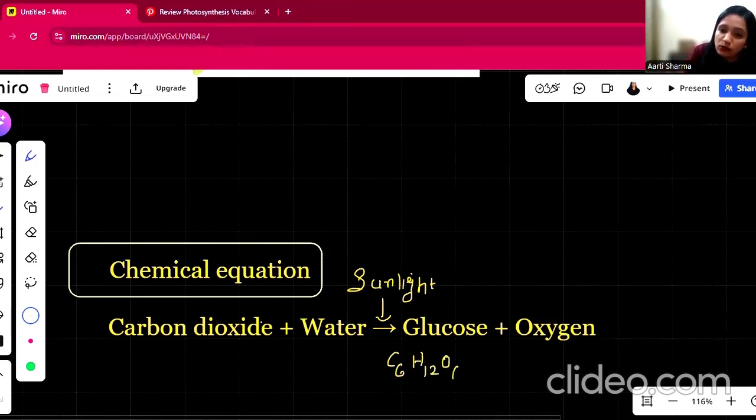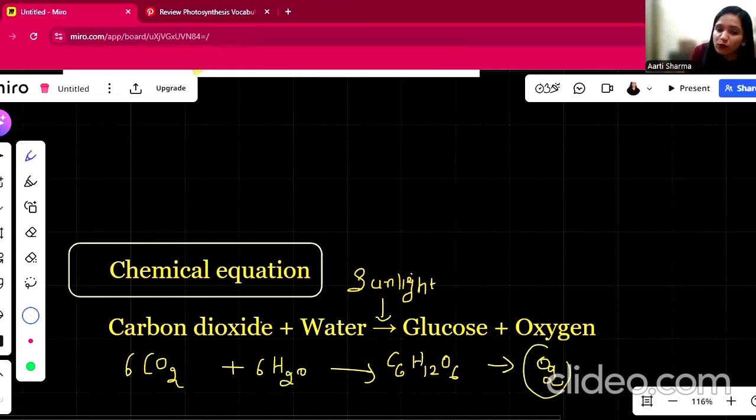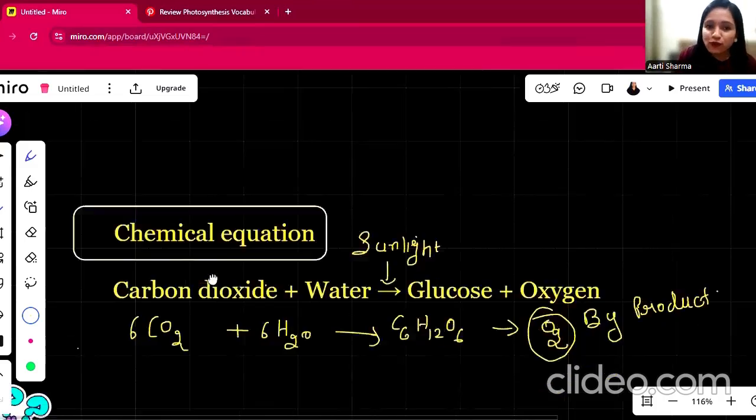C6H12O6. So here we actually need 6 molecules of carbon dioxide, then we need 6 molecules of water along with the sunlight. They can simply form this part. And oxygen we already know as a byproduct. They can simply release it in the atmosphere so that we can use it. All right, guys. Any confusion so far?